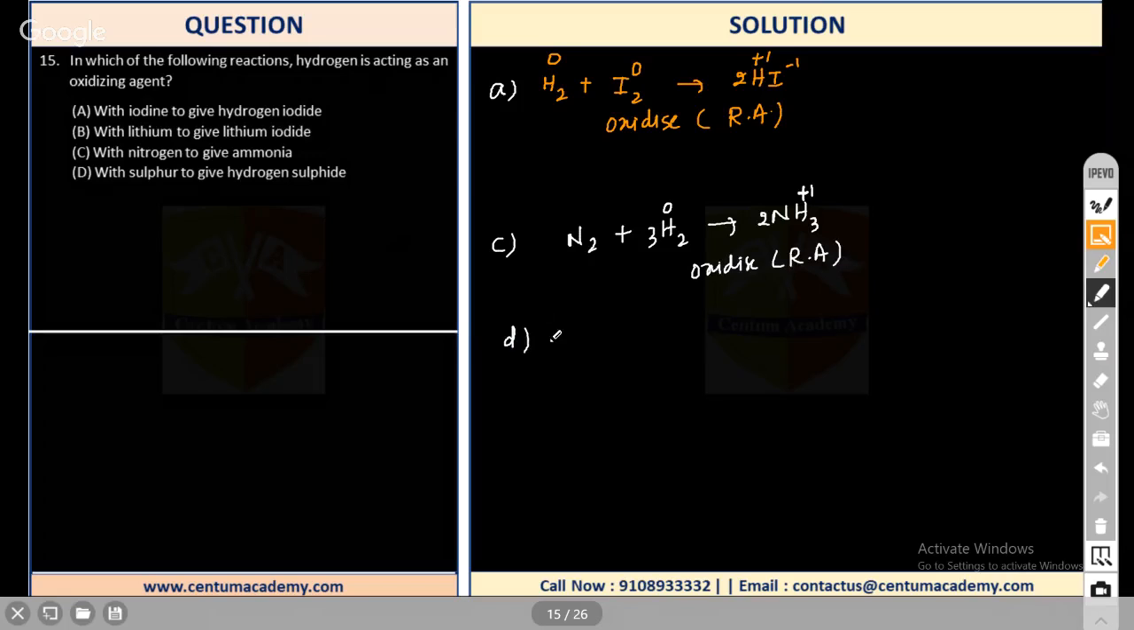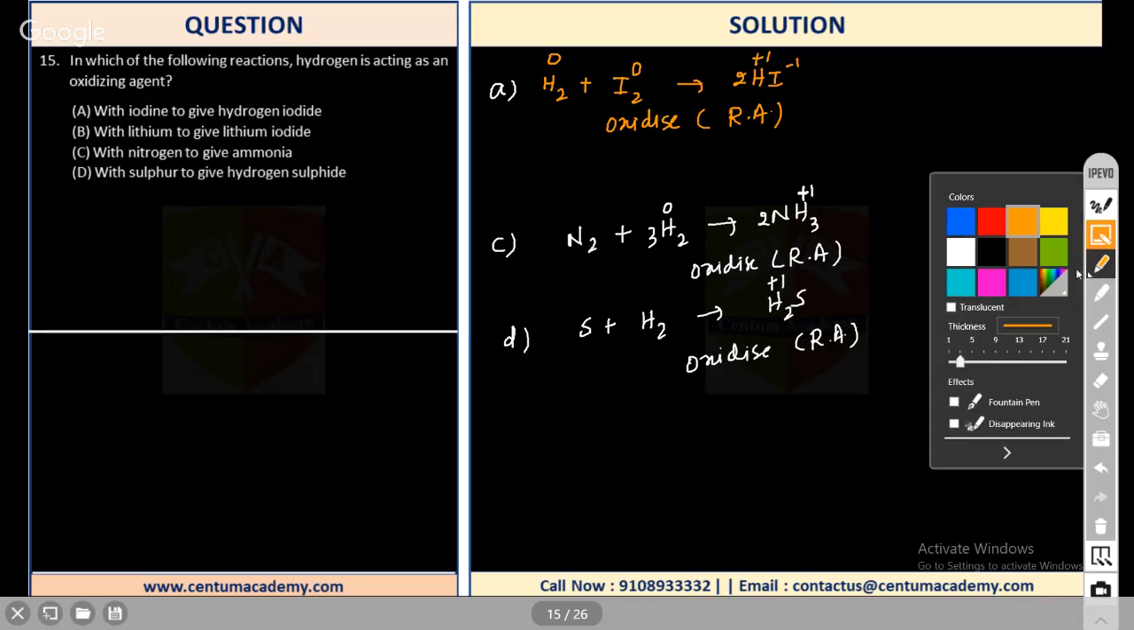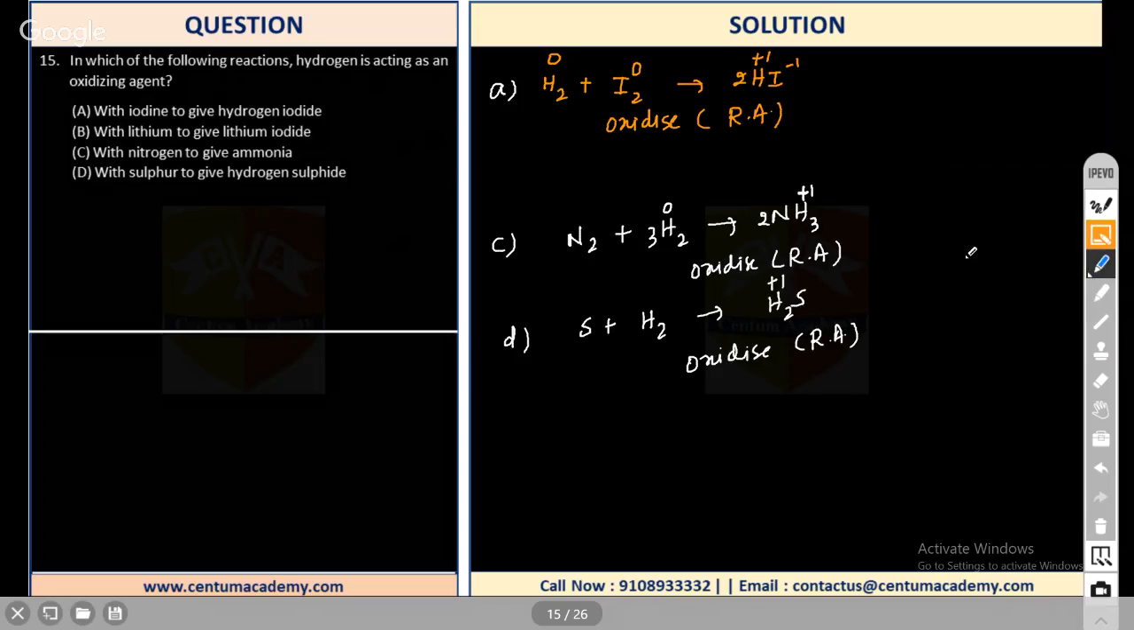Option D you see, sulfur plus hydrogen gives you hydrogen sulfide. Again hydrogen here +1. So oxidized. Hence here also it is a reducing agent. So in option B, they should write lithium hydride, not iodide. It should be lithium hydride.